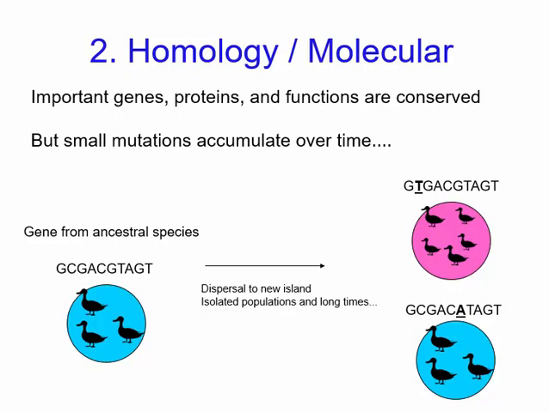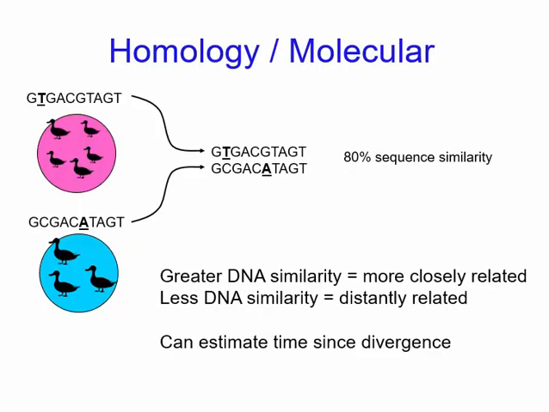And here's the general concept. We have a gene from this ancestral species, and then the population splits somehow. I'm saying dispersal to a new island here. Over time, with DNA replication, some mutations might occur. So in this population, this thymine crops up, a substitution, and in this population, an adenine crops up over time. Because there's no mixing, these don't get homogenized, so they stay fixed in these different populations. We can then compare these and start to understand something about the relationship.